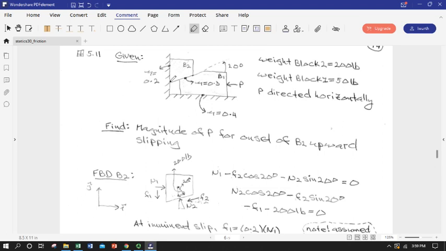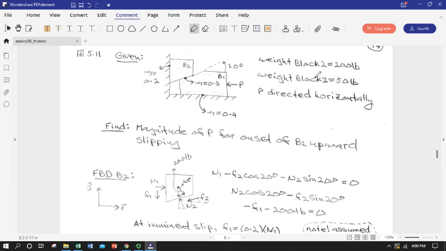So we're given a couple of blocks, and we're relying on friction to oppose this horizontal force. We've got one block, B2, and it's making a contact angle with its supporting block of 20 degrees to the horizontal. It's got some friction with the wall behind it. It's got some friction with the block underneath it. And the base block is sitting on a surface that has more friction. And we're pushing over to the side with a horizontal force P.